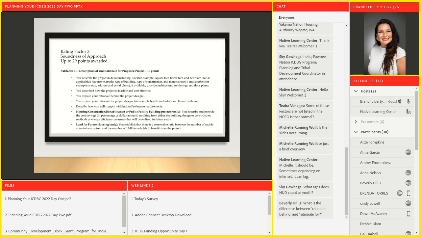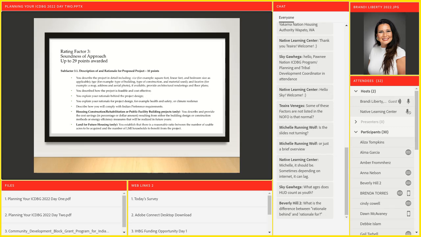You must also describe how you're going to comply with Indian preference requirements. And so, in the procurement section, on subfactor 1.3, you're talking about Indian preference requirements under procurement. In this project, in this area, you actually need to decide how you're going to comply with those requirements, as far as hiring, ensuring that contractors are giving Indian preference, maybe that any staff that you may be hiring to help work through the project, you're giving Indian preference requirements and those sorts of things.